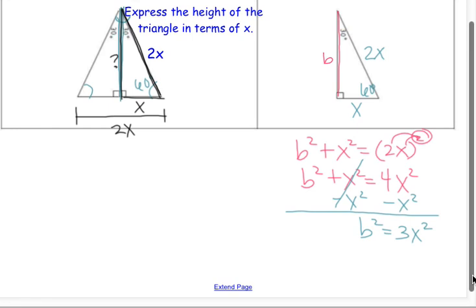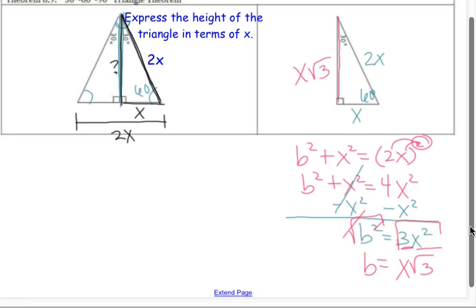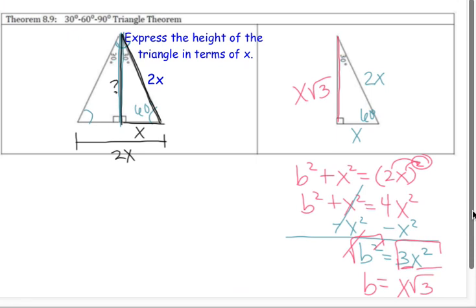And then in order to solve for b, I would take the square root on both sides. So I have that b is equal to the square root of 3x squared. We leave the square root of 3 as the square root of 3. The square root of x squared is just x. So the way I can write this is b is really x square root of 3. So this would be my 30, 60, 90 triangle.